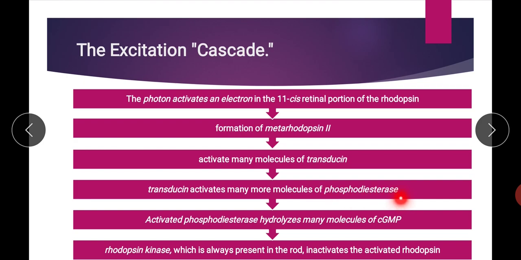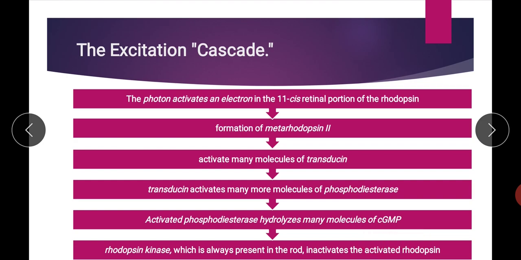Phosphodiesterase is also an enzyme which acts on cyclic GMP. This activated phosphodiesterase hydrolyzes many molecules of cyclic GMP, and this cyclic GMP is required to keep the sodium channel open. So when the cyclic GMP molecules are hydrolyzed, there is a decrease in cyclic GMP. It closes the sodium channels, and that closure of the sodium channels causes the hyperpolarization in the rods. And after some time there is one more enzyme, rhodopsin kinase, which is always present in the rods. It inactivates the activated rhodopsin.